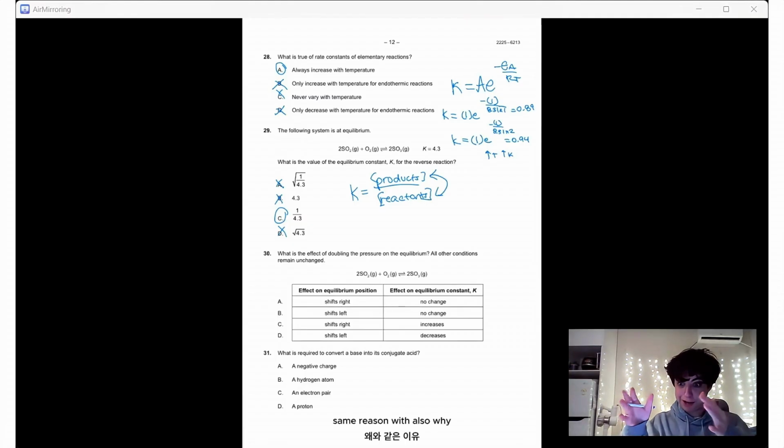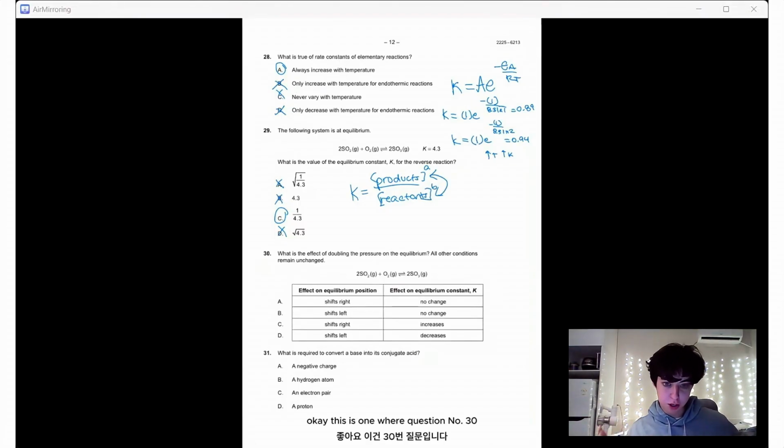Same reason for why, rather than multiplying it by 1/2 whenever you divide everything by 2, you instead make it an exponent of 1/2, because your concentrations of products and reactants are raised to their stoichiometric coefficients. So that's also why. Whoa, crazy.